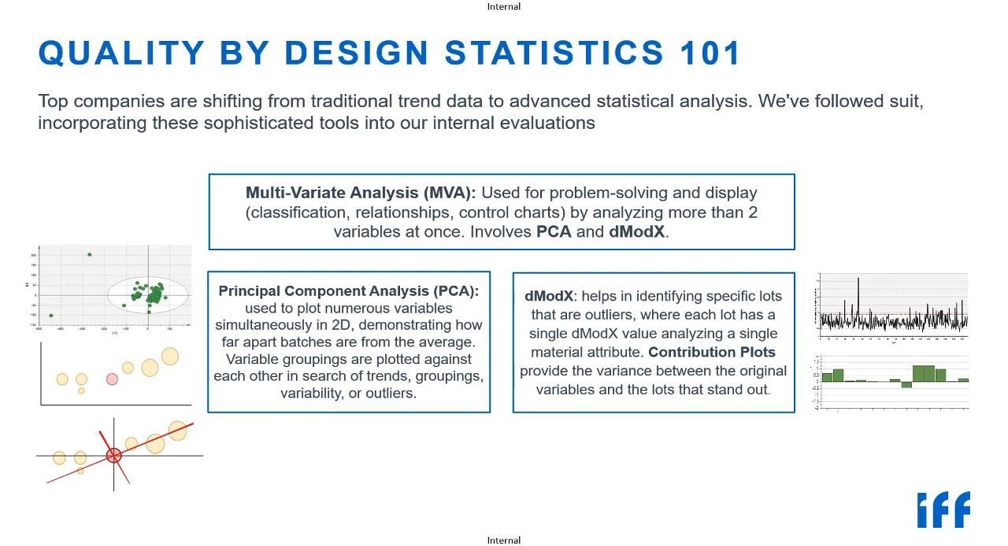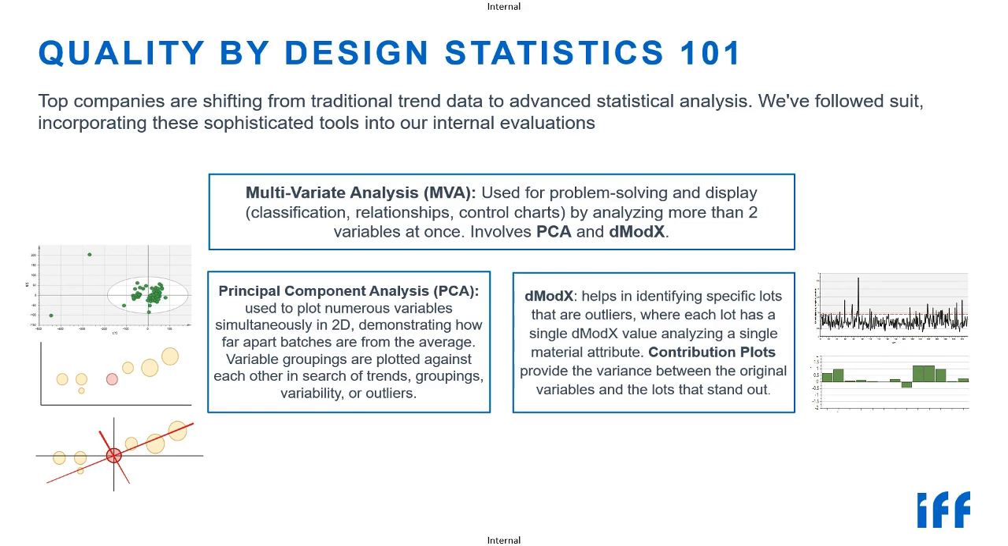When we look at principal component analysis, an example is given on the left-hand side, where we can use it to plot multiple variables simultaneously in 2D. They also demonstrate how variable the data is and how the batches and data are apart from the average value. We can use that kind of data to look into outliers, grouping, or any trends.